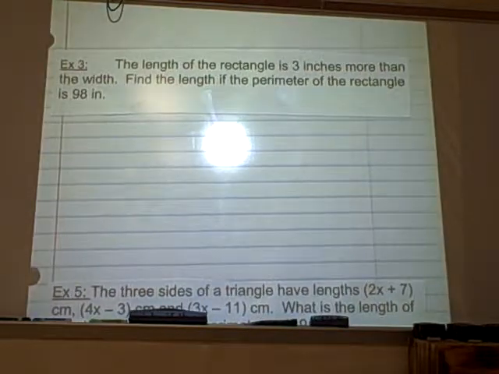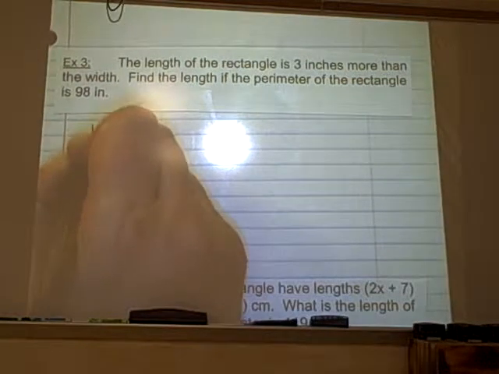All right, let's look at number 3. The length of a rectangle is 3 inches more than the width. Find the length if the perimeter of the rectangle is 98 inches. Okay, it's talking about a shape and it doesn't give me a picture, so your best bet to start with is to draw your shape, especially when there's simple ones like rectangles and triangles. So go ahead and draw a rectangle so that we can label it.